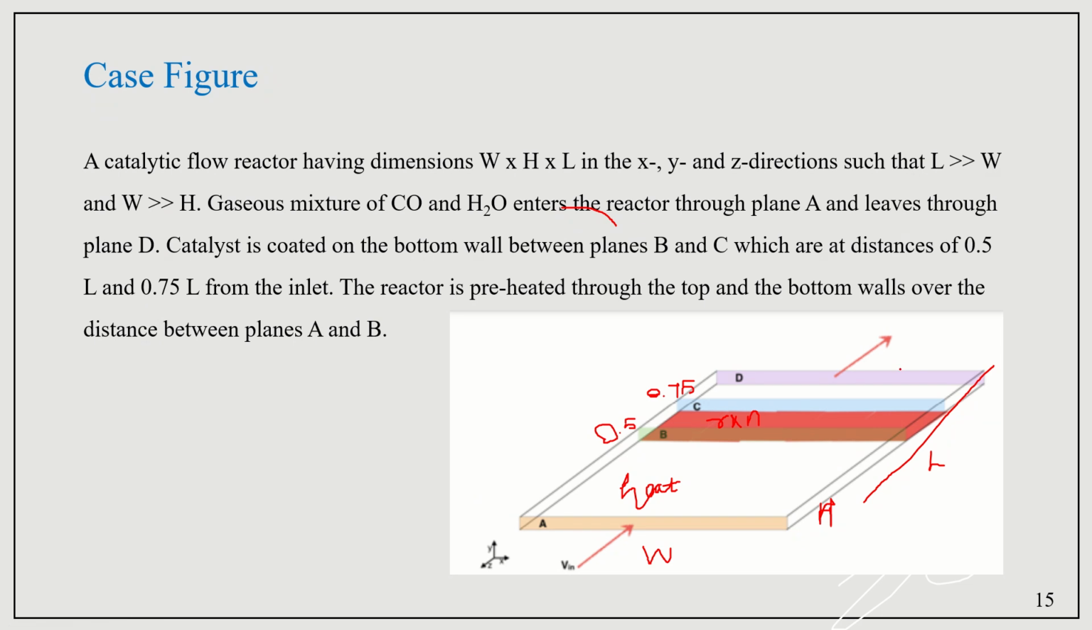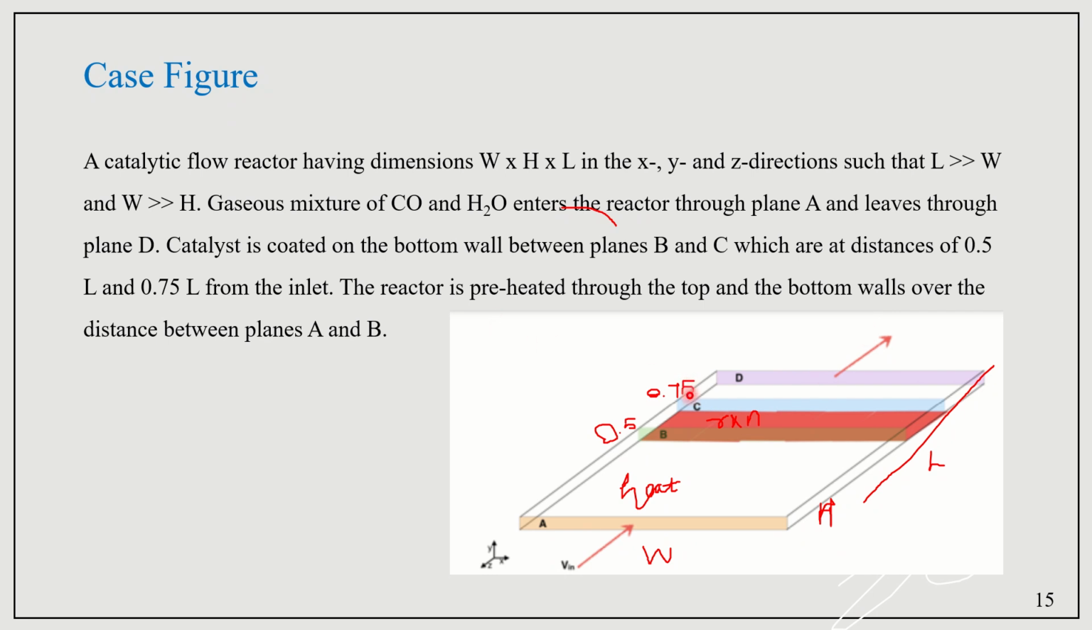Okay, here the reaction is being done. So I repeat, a catalytic flow reactor having dimensions W into H into L in the XYZ direction, such that length is very much greater than W and W is very much greater than H. A gaseous mixture of CO and H2O enters the reactor through plane A and leaves through plane D.